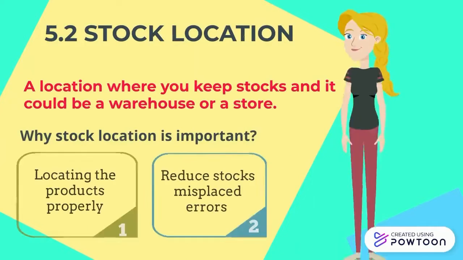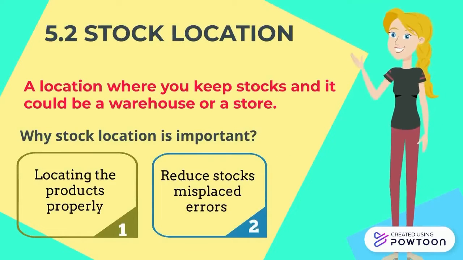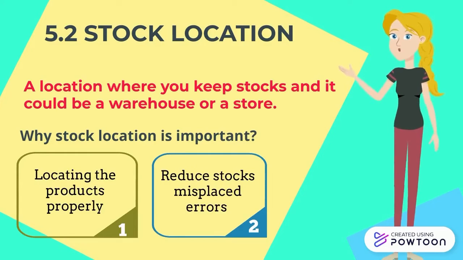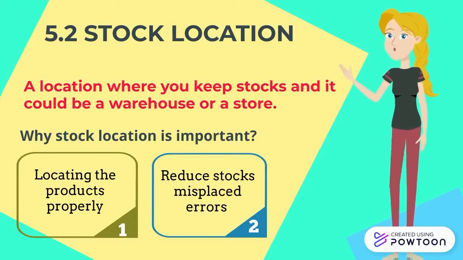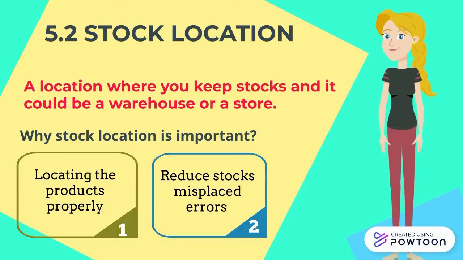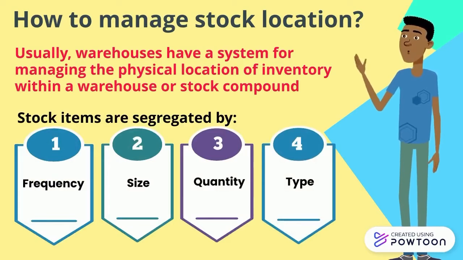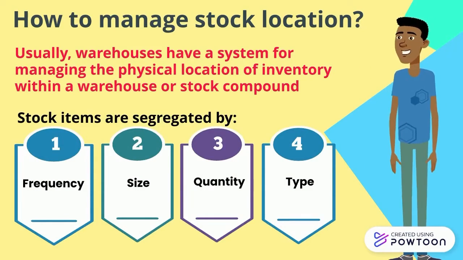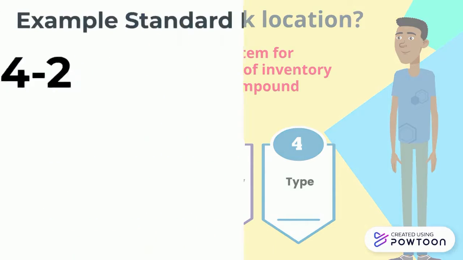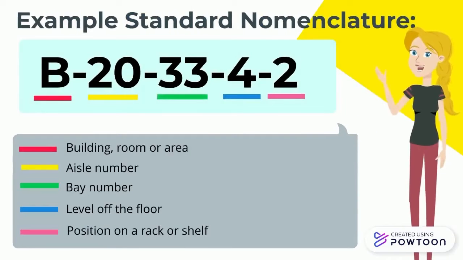Moreover, it's also about stock allocation. Stock allocation is about a location where you keep stocks, and it could be a warehouse or a store. Why is stock location important? Because it helps locate the products properly and reduces stock misplacement errors. So how can we manage stock location? Usually, warehouses have a system for managing the physical location of inventory within a warehouse or stock compound. Stock items are segregated by 4 things: frequency, size, quantity, and type. So warehouses use a standard nomenclature for their stock location.